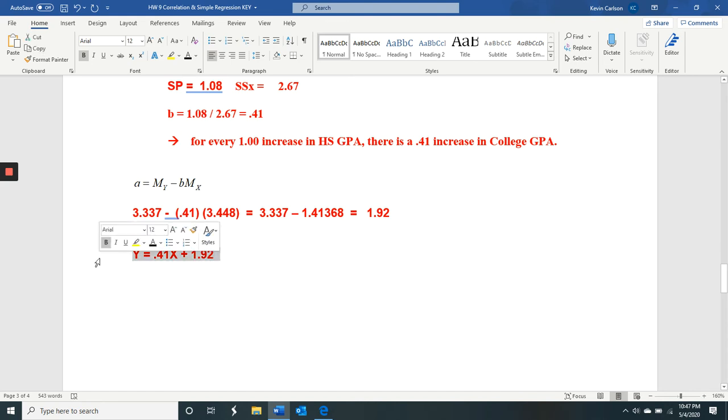So now all we have to do is to express it in a linear equation. So y equals 0.41x plus 1.92. So what that means is if you know the value of x for a person, you can predict their y. So the x in this case is the high school GPA, and if you know their high school GPA, you can predict their college GPA. You simply would plug in their high school GPA into x and then solve for that to predict y.